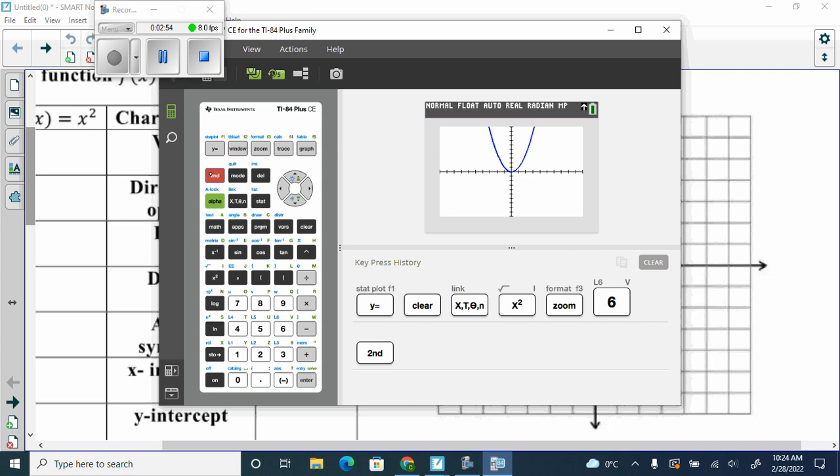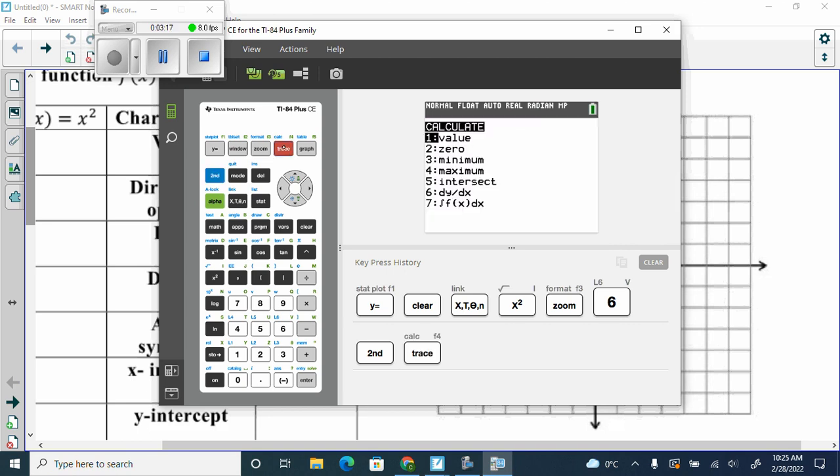Because what's the word above trace? Oh, I have one that actually isn't good. There you go. This one's totally good. Okay. So I'm going to go second, trace, because above trace is calc. And second gets me to all the little words above, correct? And I want to calculate something. So I'm going to go second, trace, so I calculate. Which one am I going to calculate? 3, the minimum.